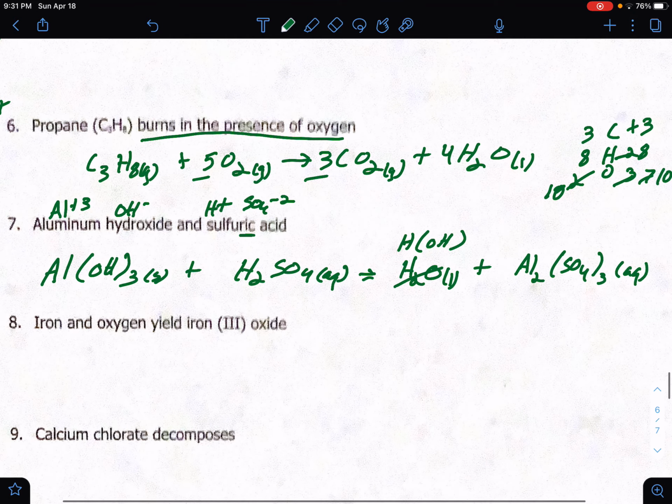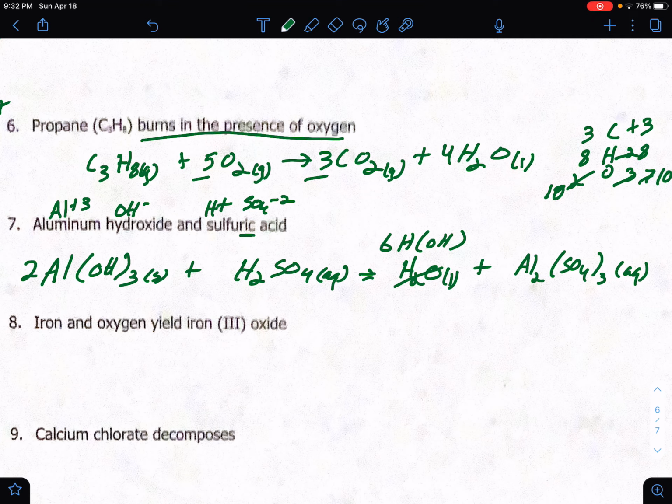I have 1 aluminum on the left, 2 on the right, so I'm going to put a 2 right here. So that affects my aluminum, so those are good, but it also affects my hydroxides. I have 6 on the left now, and I only have 1 hydroxide on the right, so I'm going to put a 6 in front of this. So that fixes my hydroxides.